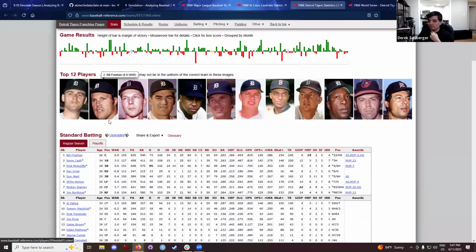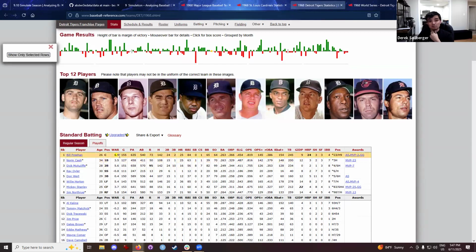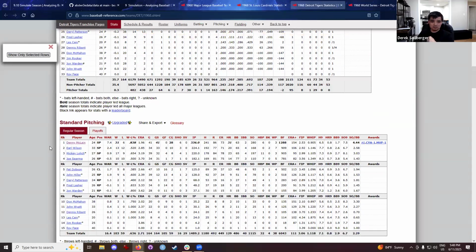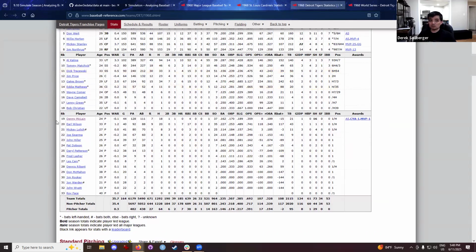This player here, Bill Freehan, catcher, 6.9 baseball WAR as a catcher, 2nd in MVP voting, because he was second to his teammate, Denny McLain, who got the MVP and the Cy Young in the American League. So the American League and National League MVP and Cy Young were both won by pitchers that season, the year of the pitcher, I think it might have been called.